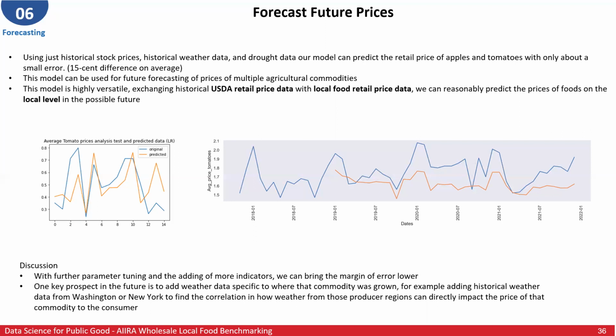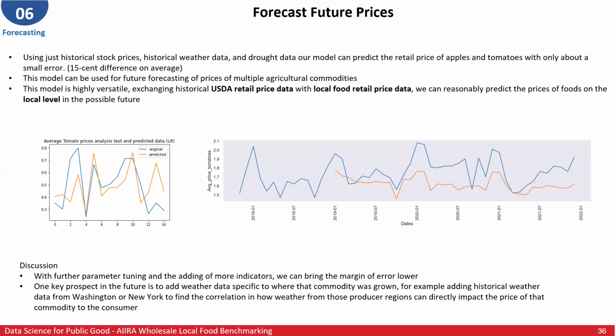These two graphics are basically how well our model did versus the actual price. For both models, the orange line is what our model predicted, and the blue line is what the actual price was. It still needs some more fine tuning in the future, but our model was able to, in general, predict the general up and down behavior of what those prices were going to be. With further parameter tuning and the adding of more indicators, we can bring this margin of error continually lower.